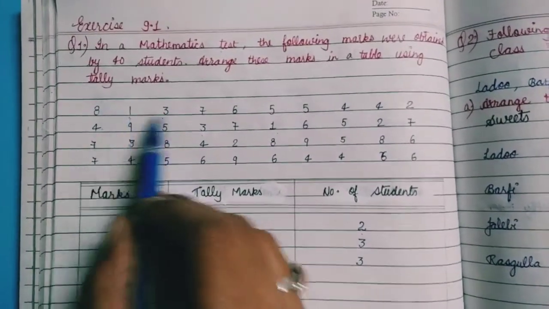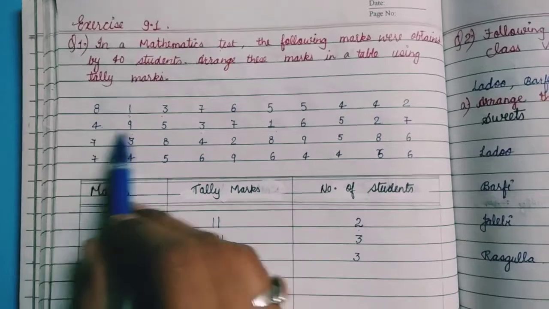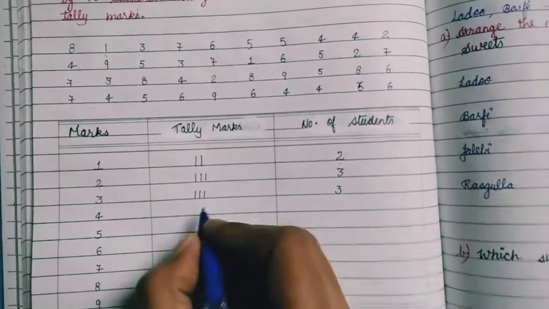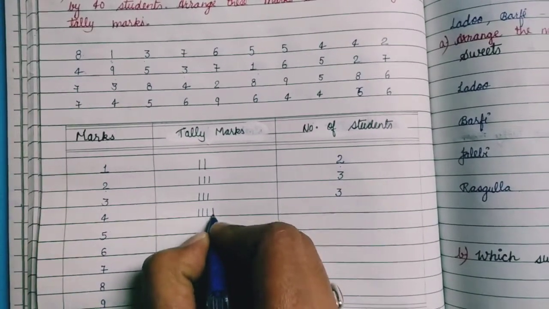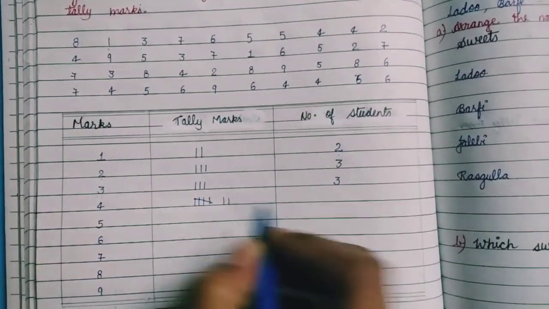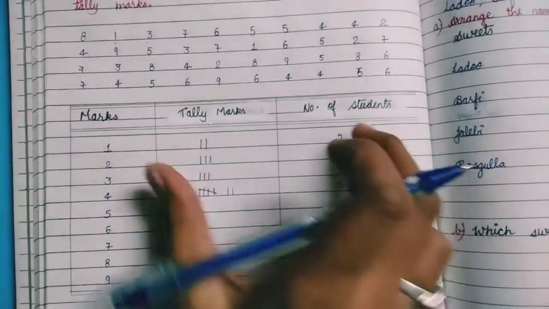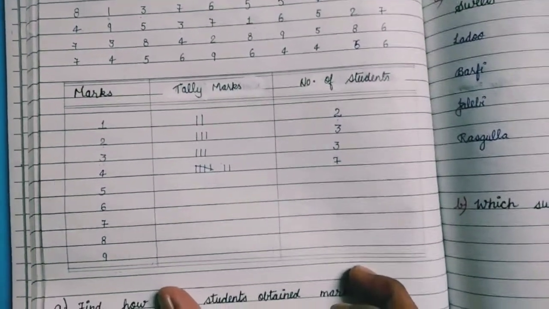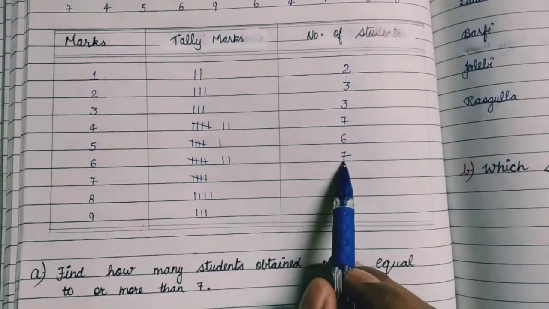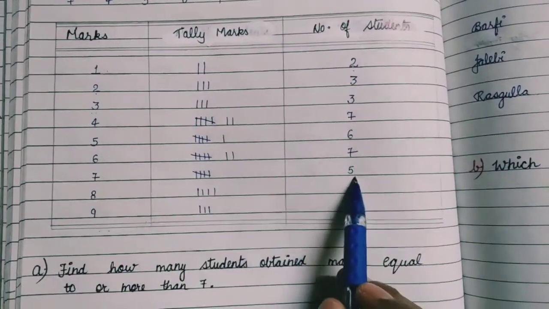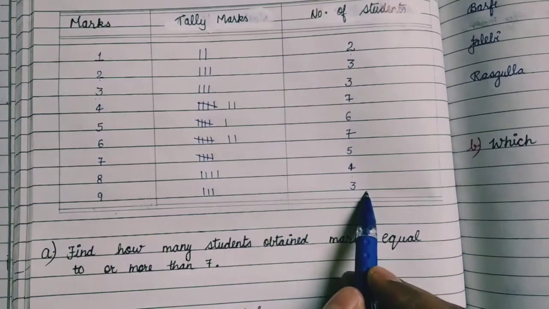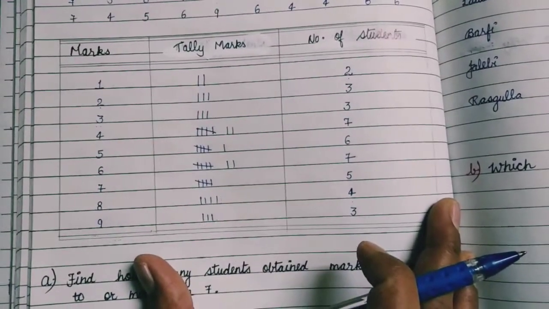Now for 4: 1 2 3 4 5 6 7. So 7 students got 4 marks. Same as it is, we will complete the table. 6 marks got 7 students, 7 marks got 5 students, 8 marks got 4 students, and 9 marks got 3 students. So here we completed the tally mark table.